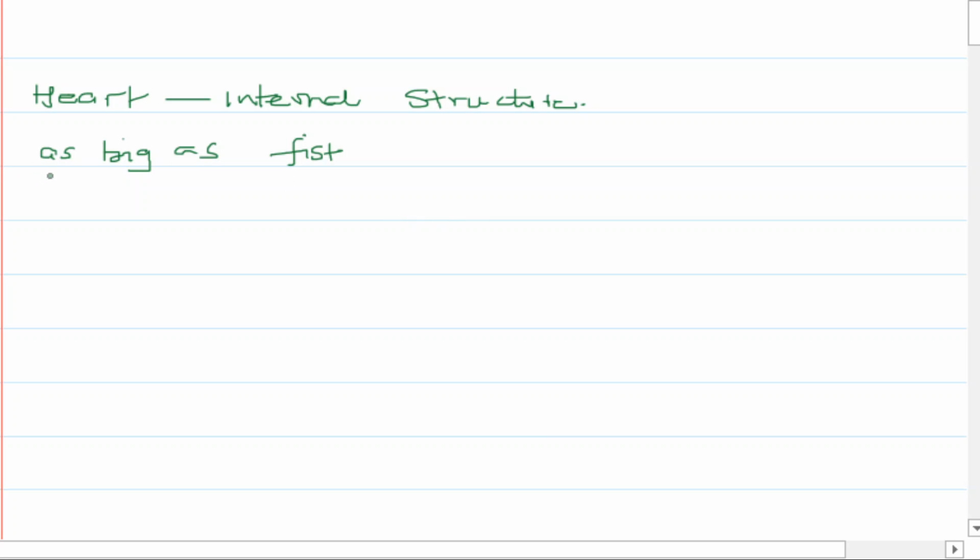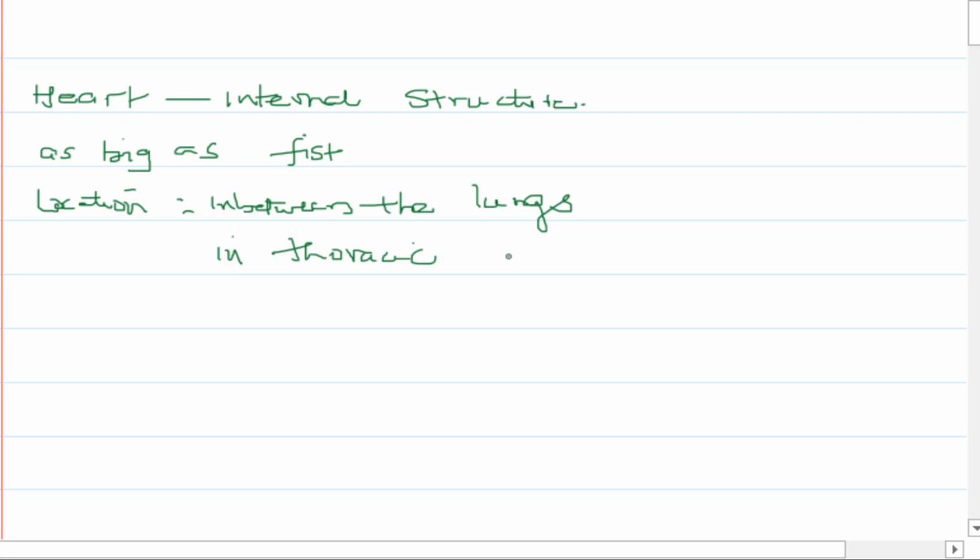Now, where is it located? Location. This also you should know. It is located in between the lungs, in the thoracic cavity. And it's called mediastinum, right? We've seen this in class.